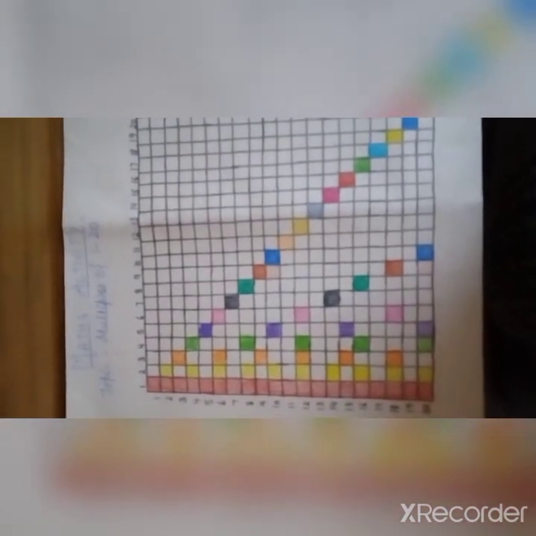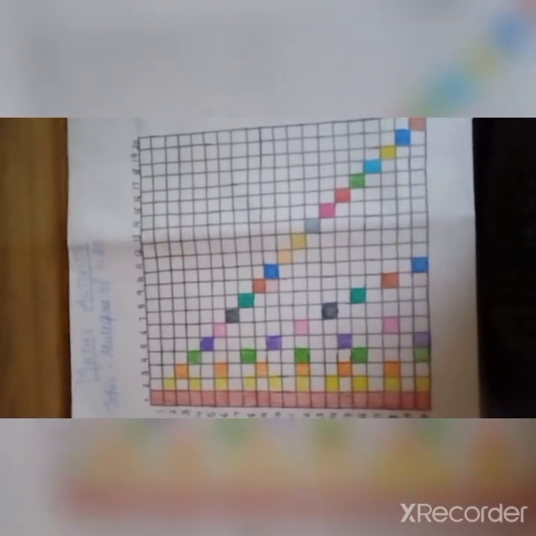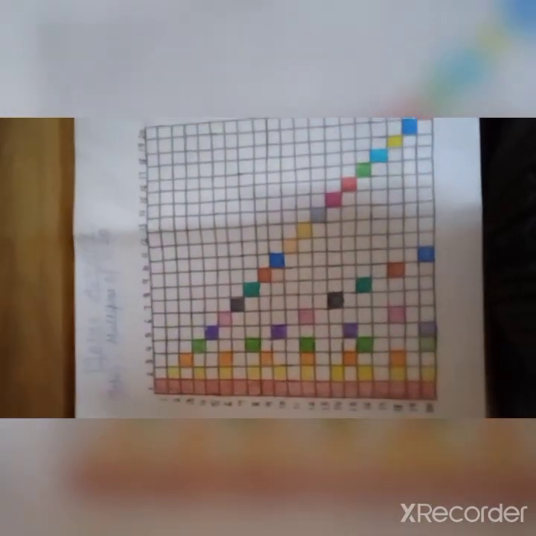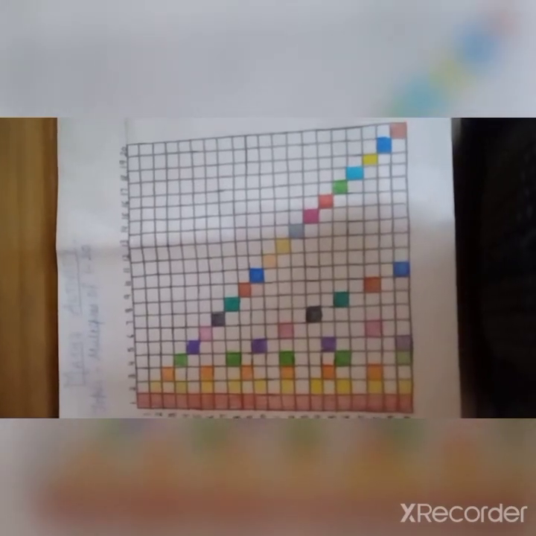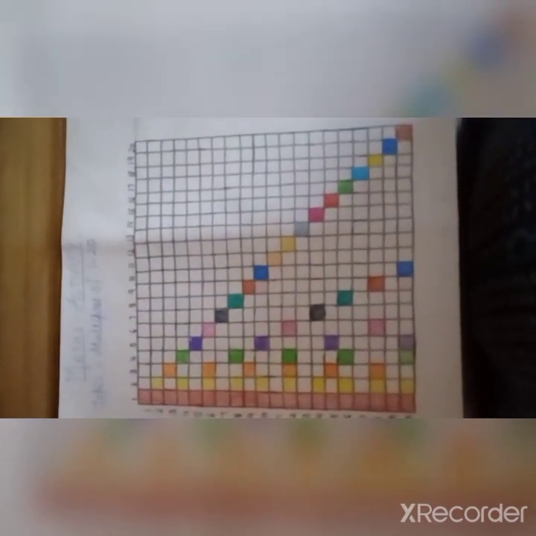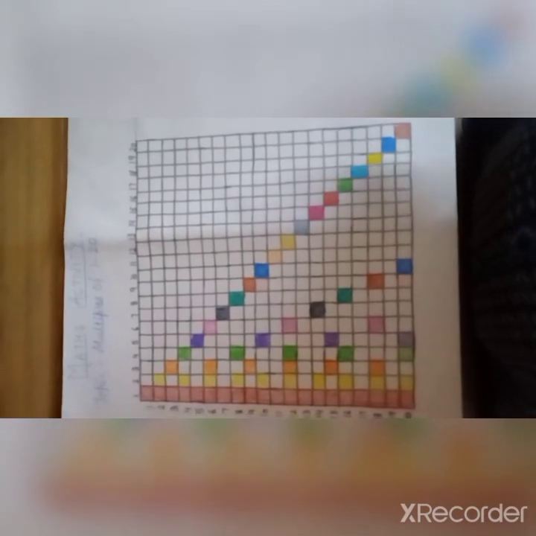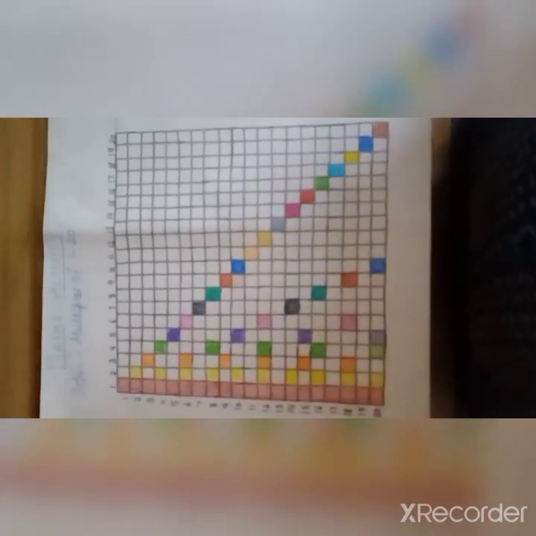I hope you all enjoyed this fun activity and understood the concept of multiples. It's an easy way to understand the multiples of 1 to 20. You can make more than 20 rows and more than 20 columns as you wish, as multiples of a number are unlimited. They are infinite, so you can draw as many as you want.